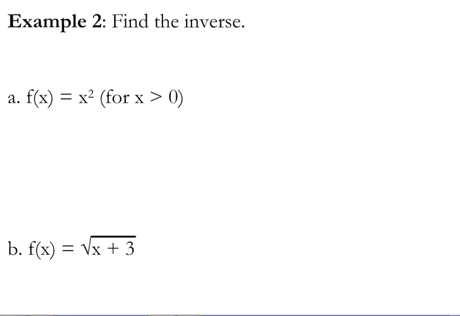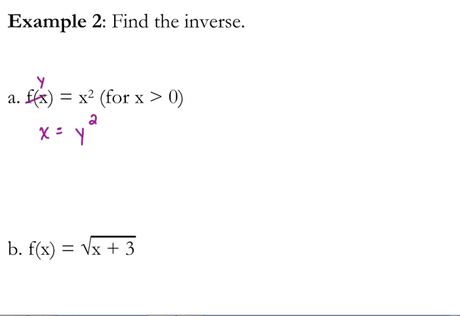Okay, let's find the inverse here. If our original function is f of x is equal to x squared, for x is greater than 0. So I'll explain the parentheses here in a minute. For the moment, just write it down. Okay, so let's start our process. F of x is just a fancy way of saying y. Switch x and y. We get that x is equal to y squared.